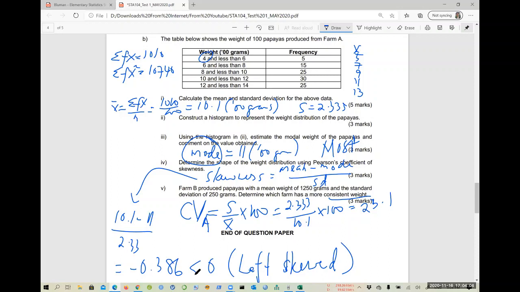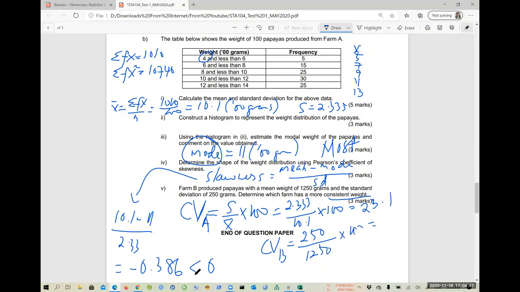And then for B, CV of B, you have 250 grams for the standard deviation. So 250 grams divided by 1250 times 100. 250 divided by 1250 gives you 0.2, or 20. So you get 20.